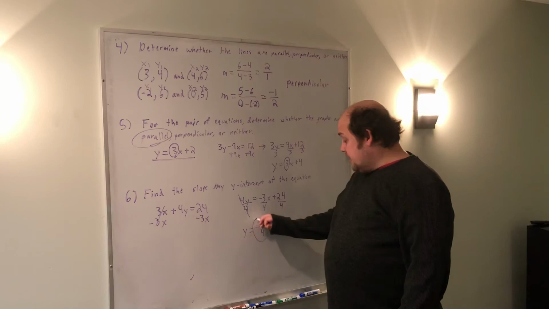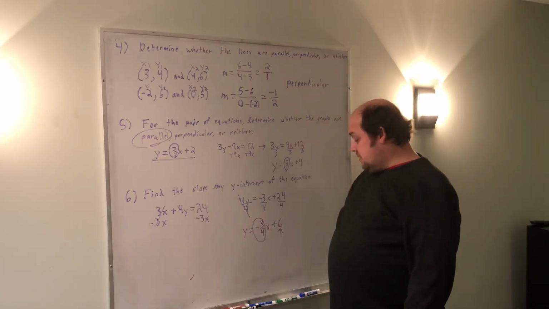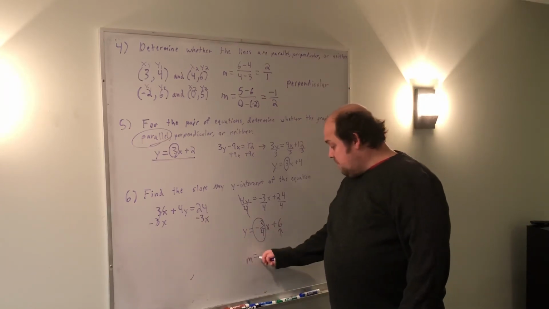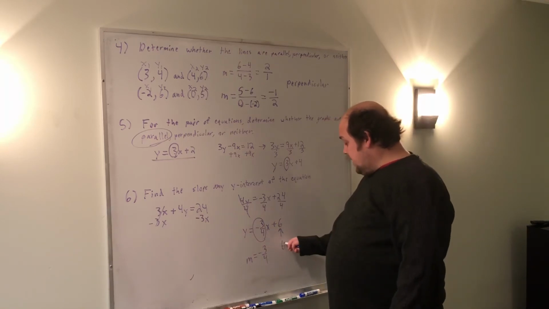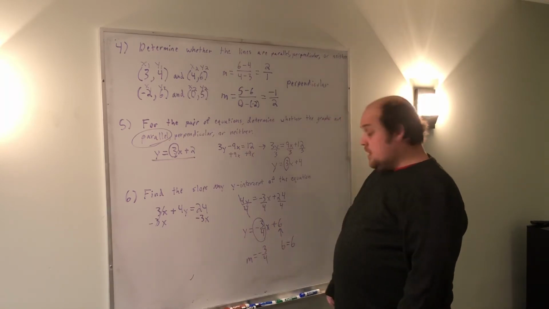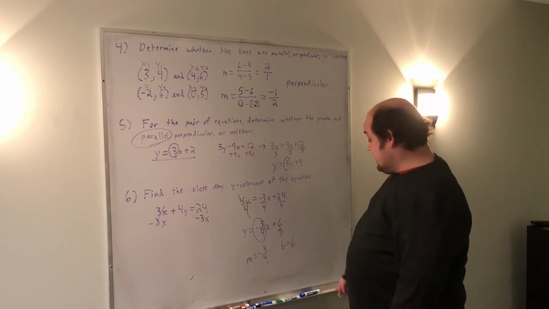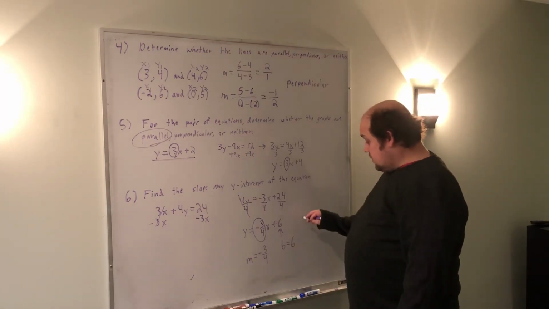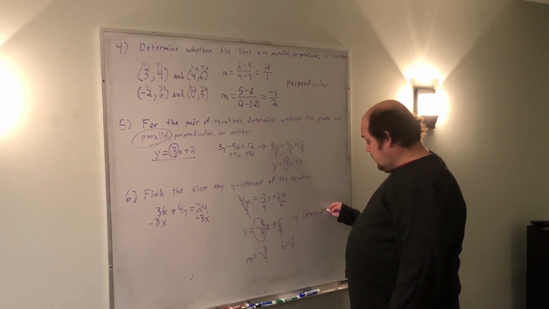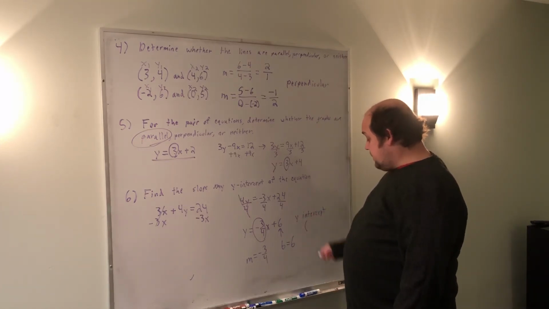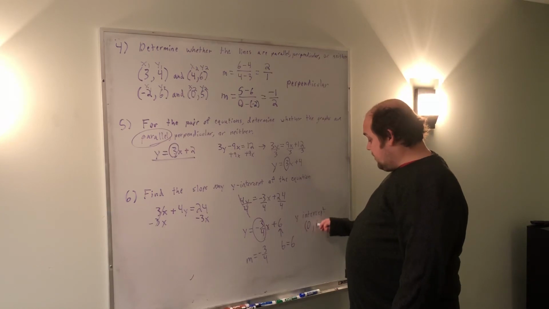I can now pull out the slope and the y-intercept. The slope, or m, equals negative 3/4. The y-intercept, or b, equals 6. The other way they might want you to write this is as an xy coordinate. So the y-intercept could also be written as x value 0, y value 6.